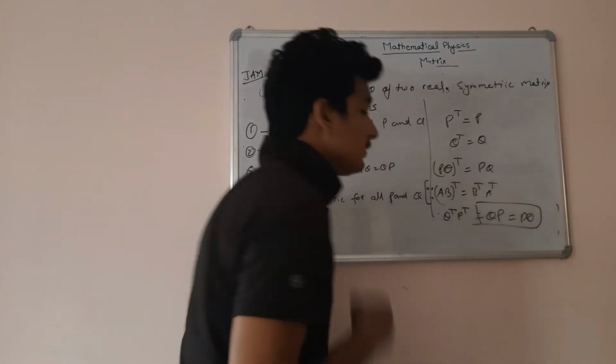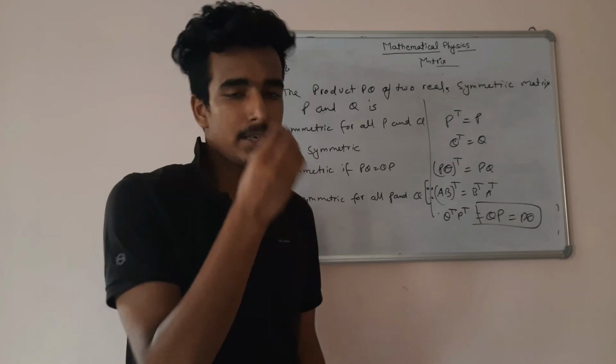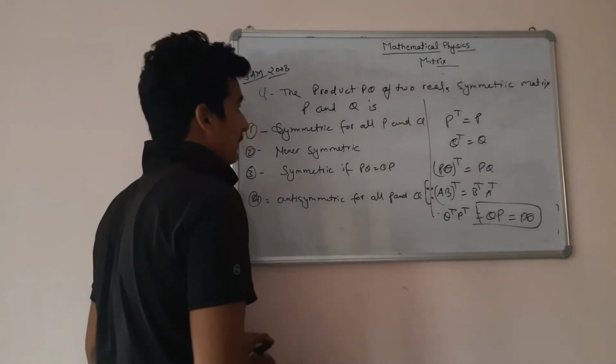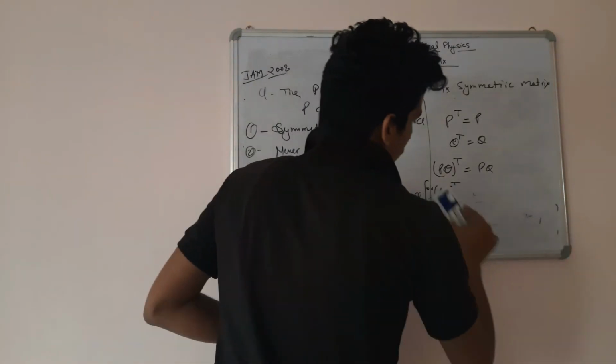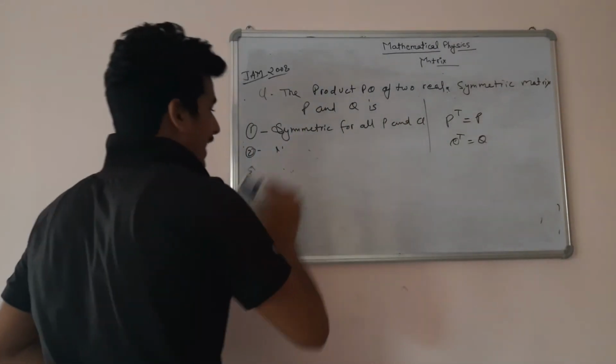So this is all about symmetric matrices and skew symmetric matrices. We discussed two questions that came in the JAM exam. Now move forward to another type of matrix.